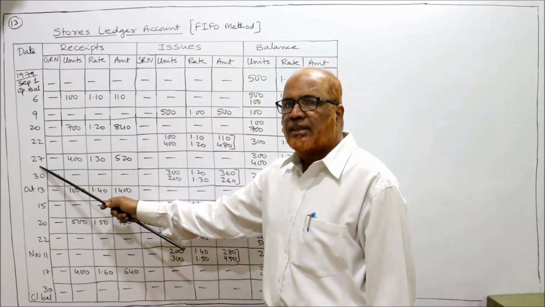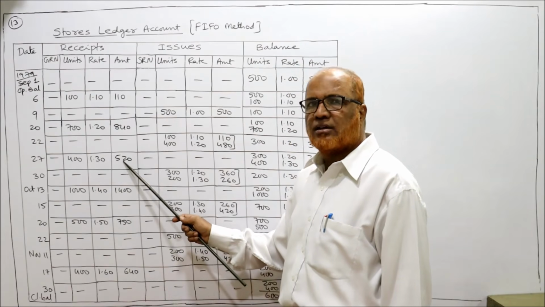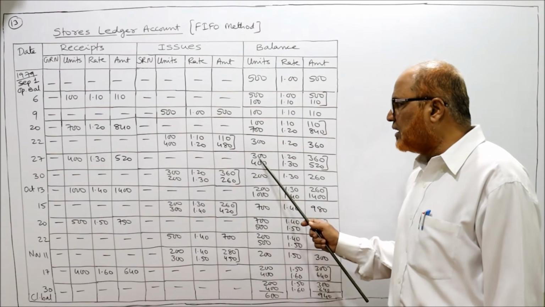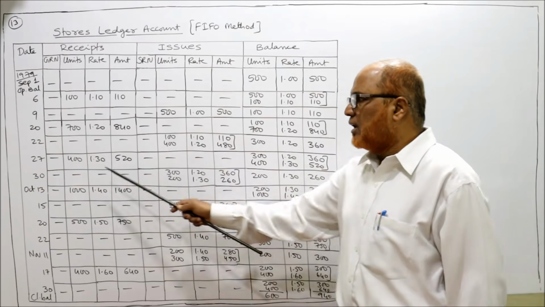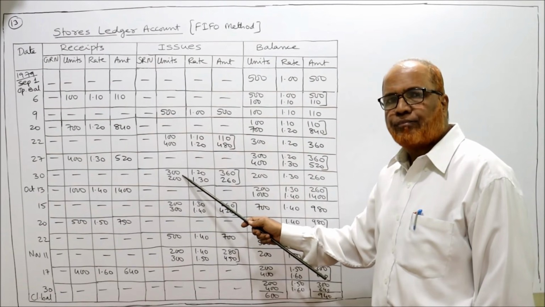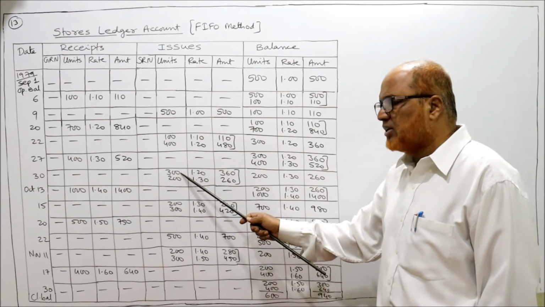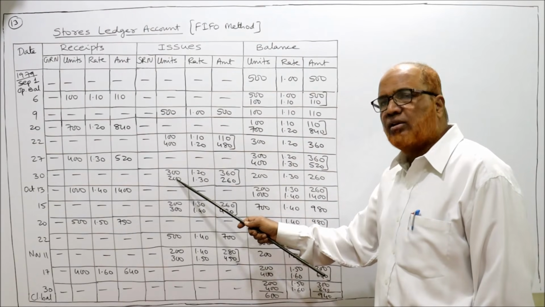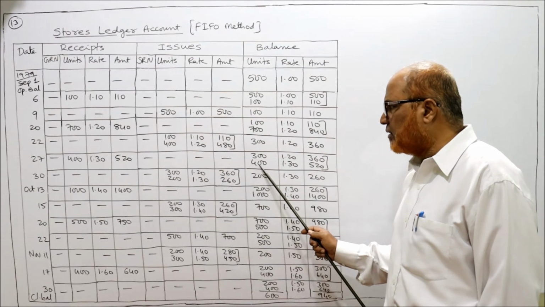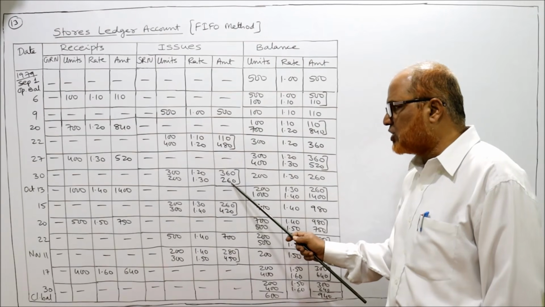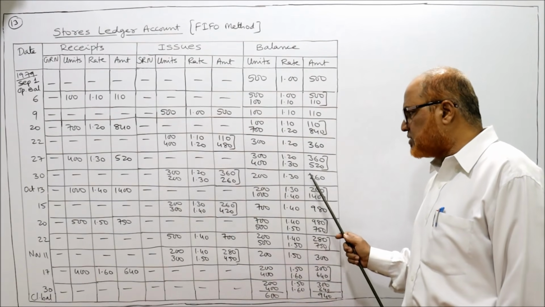Now 27th, there is purchase of 400 units at ₹1.30, so 520. So we are having two lots: old lot 300 at 1.20, new lot 400 at 1.30. Two lots in the balance. Now 30th there is issue of 500. First we are following FIFO method, so these 300 will be issued first. Out of this 400, 200 units will be issued. So totally 500 units we have issued: 300 units at 1.20, 360, then 200 units at 1.30, 260. Out of 400 units, 200 units are issued. So remaining 200 at 1.30, 260.